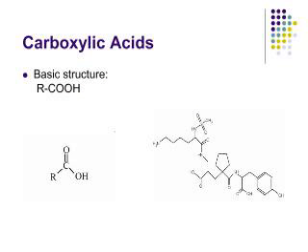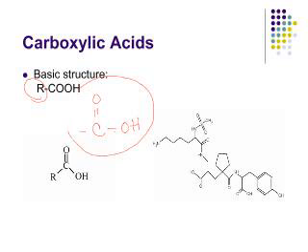So the basic functional group for carboxylic acids, you have some alkyl group, we're just calling it R to be generic, followed by COOH. But what I mean by the COOH is that we have a carbon double bonded to an oxygen and then an OH group. All right, this is the COOH. That's what we mean. This is our basic structure for a carboxylic acid.